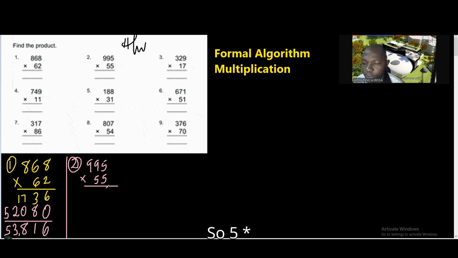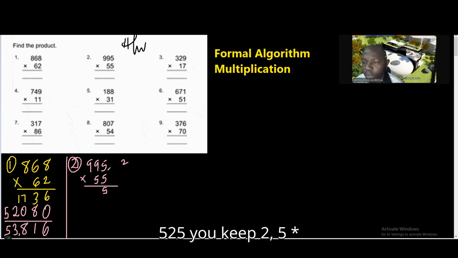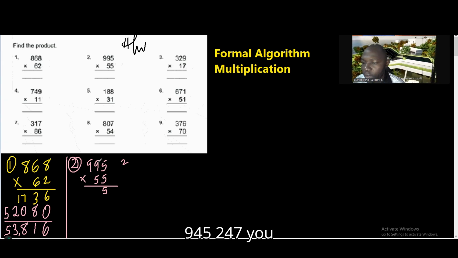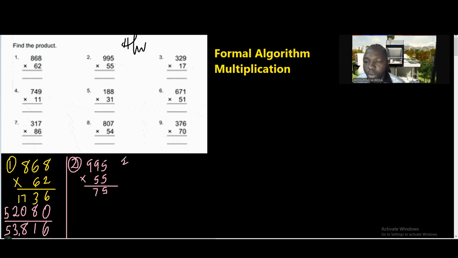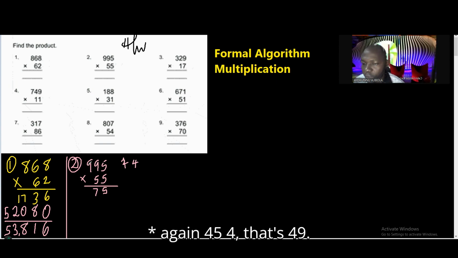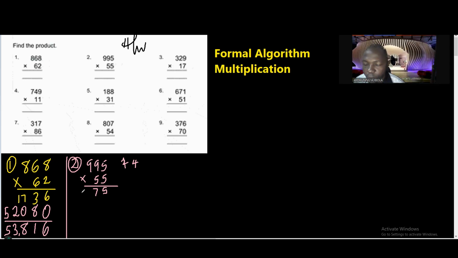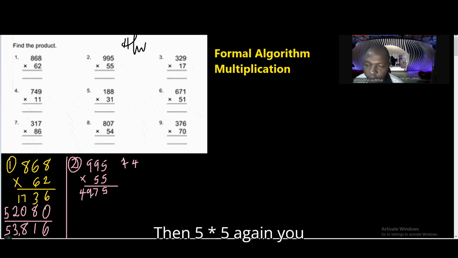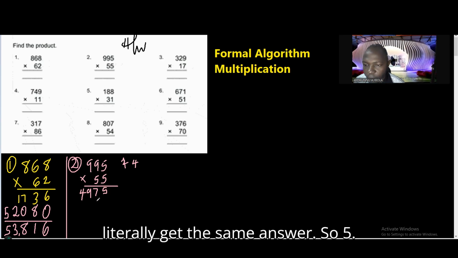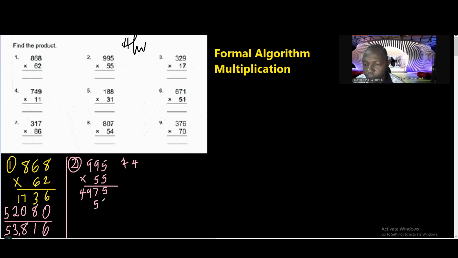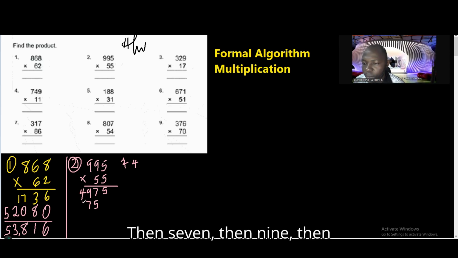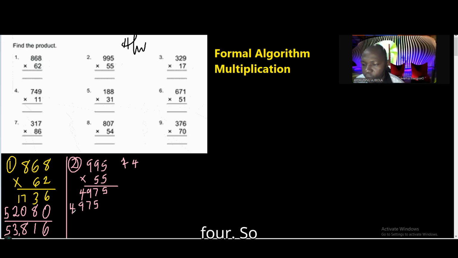So 5 times 5, 25, you keep 2. 5 times 9, 45 plus 2, 47. You keep 4. 5 times 9 again, 45 plus 4, that's 49. Then 5 times 5 again, you literally get the same answer. So 5, then 7, then 9, then 4.